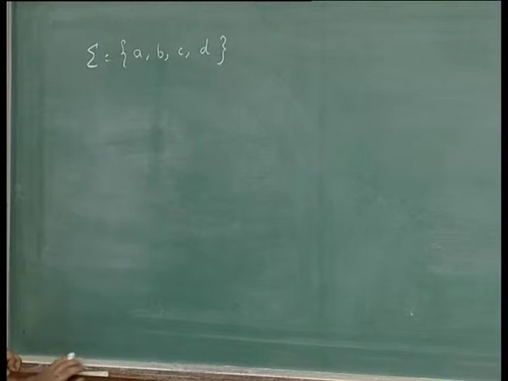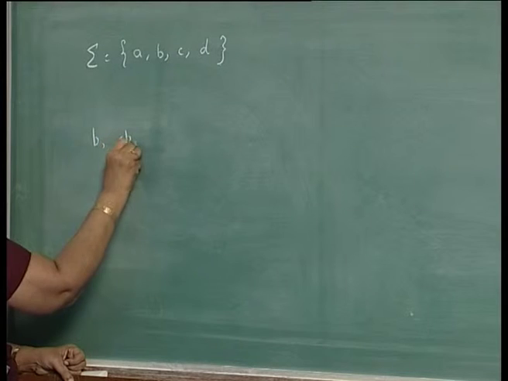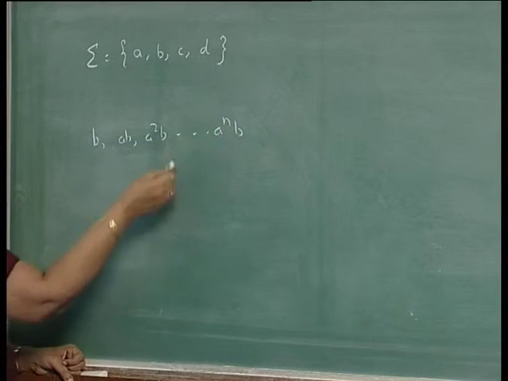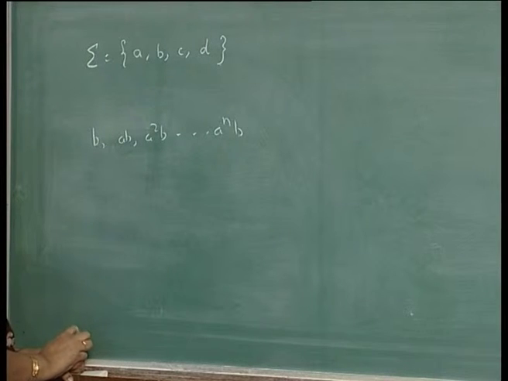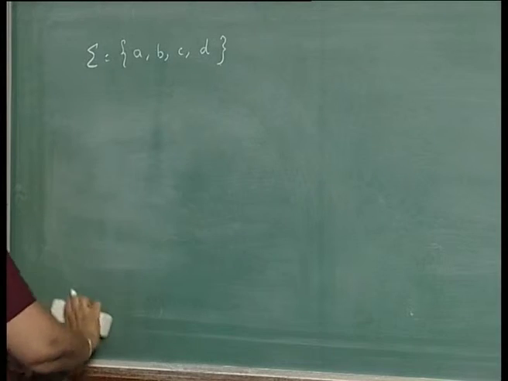If you consider two strings, you can say which one will come before the other, but a subset may not have a least element. For example, if you consider the set B, AB, A squared B, like that, A to the power n B, this subset does not have a least element. So, it is not a well order. It is a linear order, but not a well order.